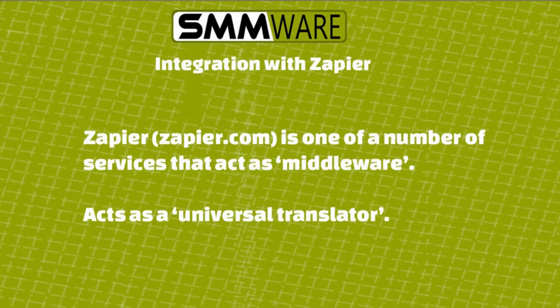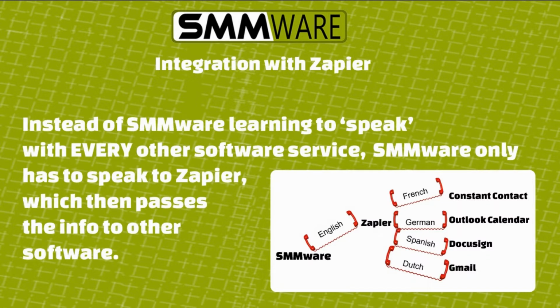Zapier is one of a number of services that acts as middleware and as a universal translator. So in this case, SMMware will be telling Zapier that something has happened, and Zapier will pass that along to some other service, or vice versa. And this allows for a lot of flexibility, because instead of SMMware having to learn how to speak with every other software service, SMMware only has to learn how to speak with Zapier, and Zapier knows how to speak to the other various software services like Constant Contact or Outlook Calendar.